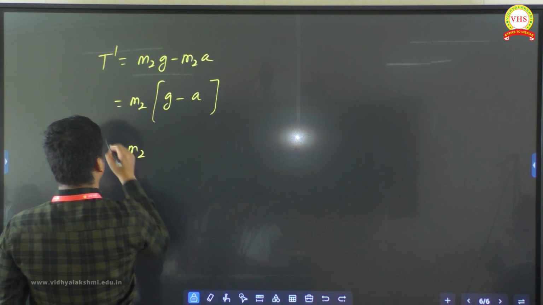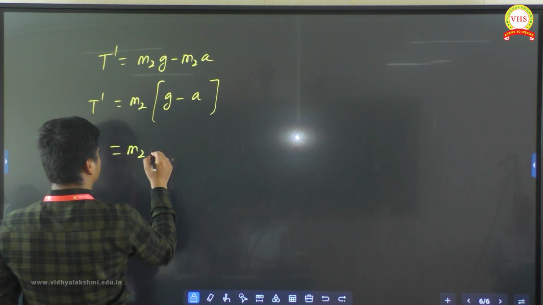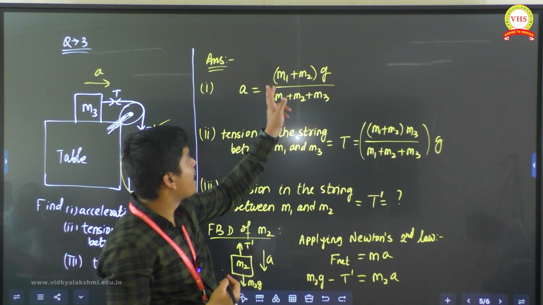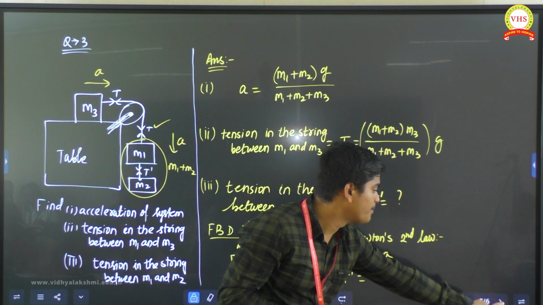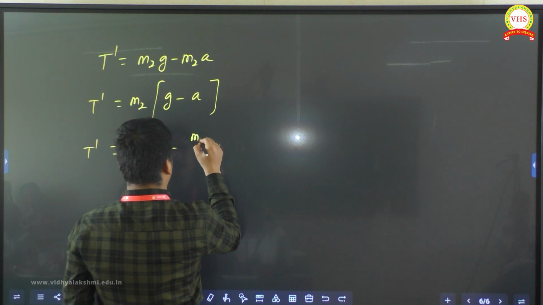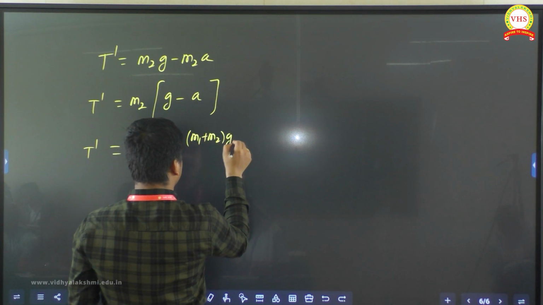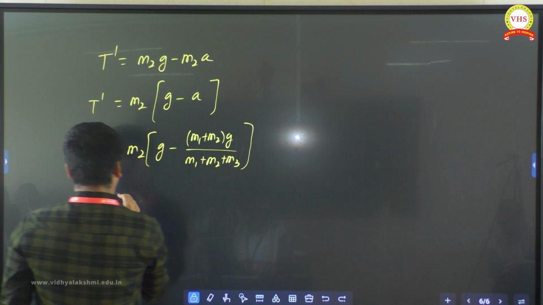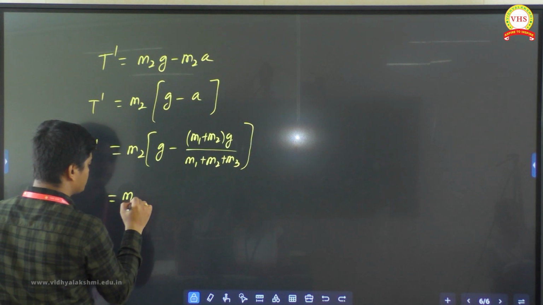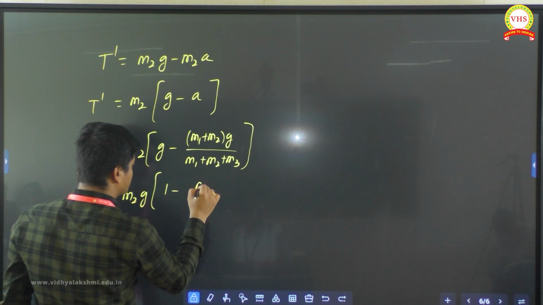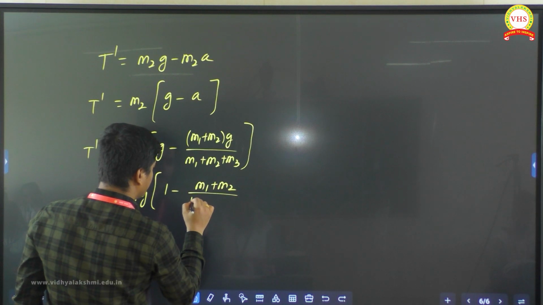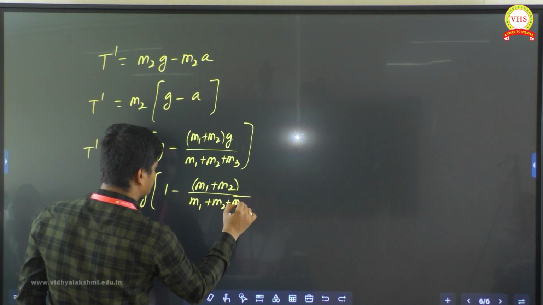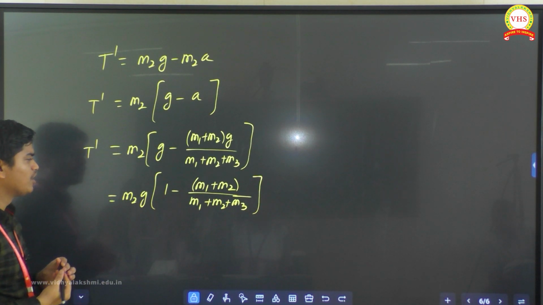Now M2 here. This is a T prime. Now see here what is G? G you keep G, minus A value. What is A value? M1 plus M2 into G by M1 plus M2 plus M3. Now what you do? G also take common. It will be 1 minus M1 plus M2 by M1 plus M2 plus M3.